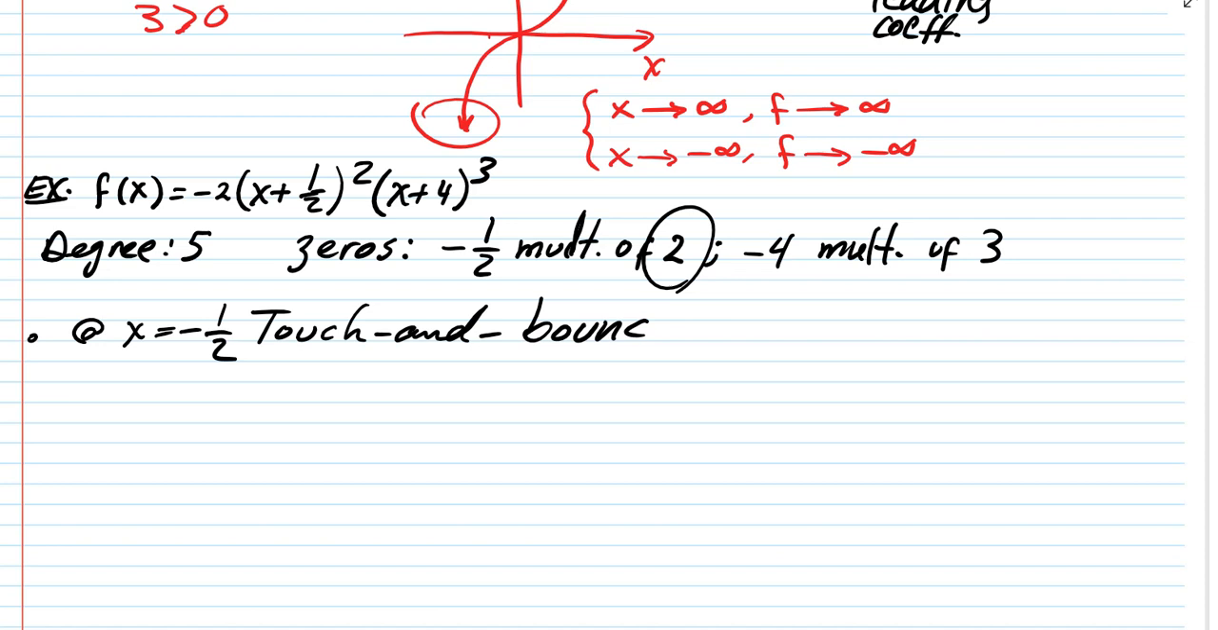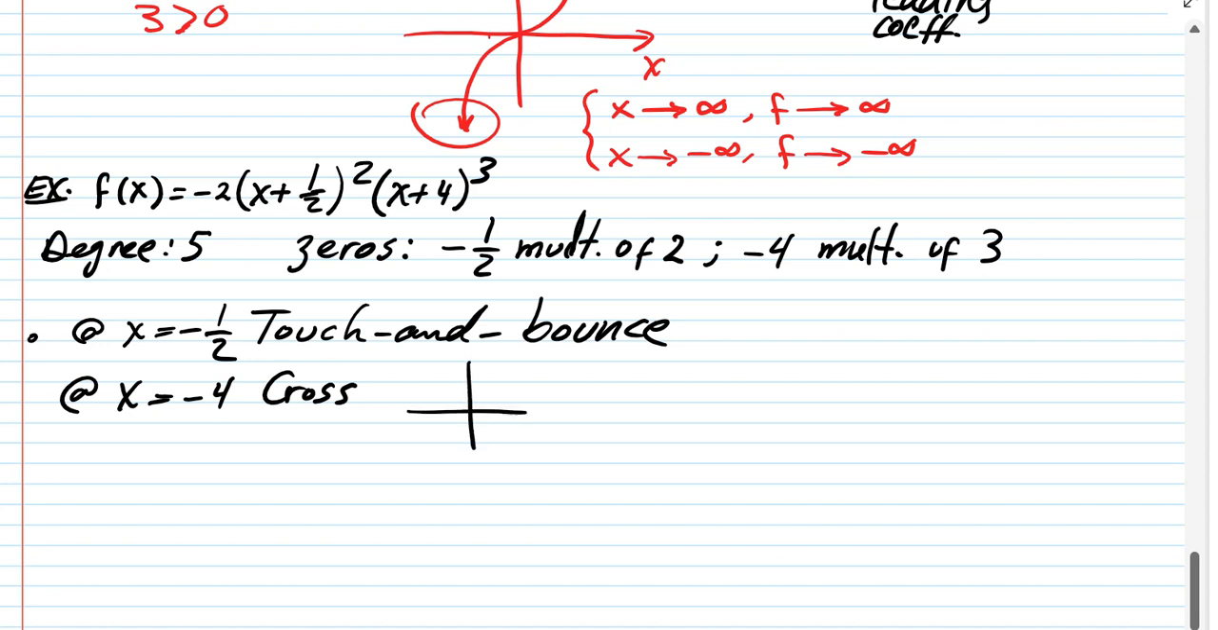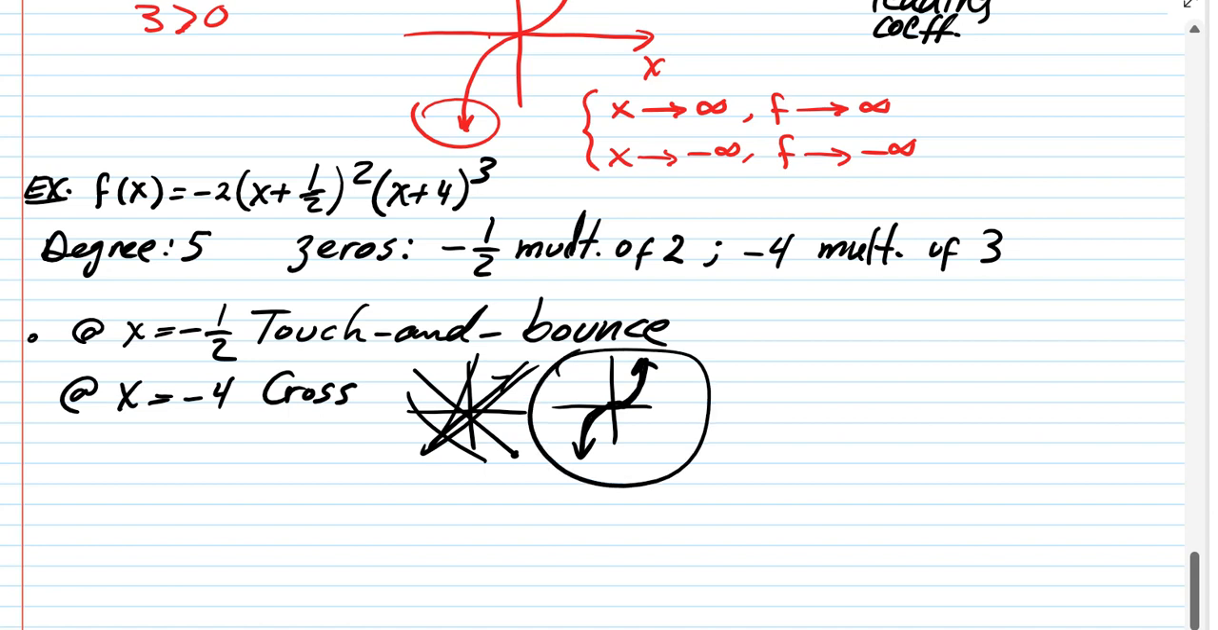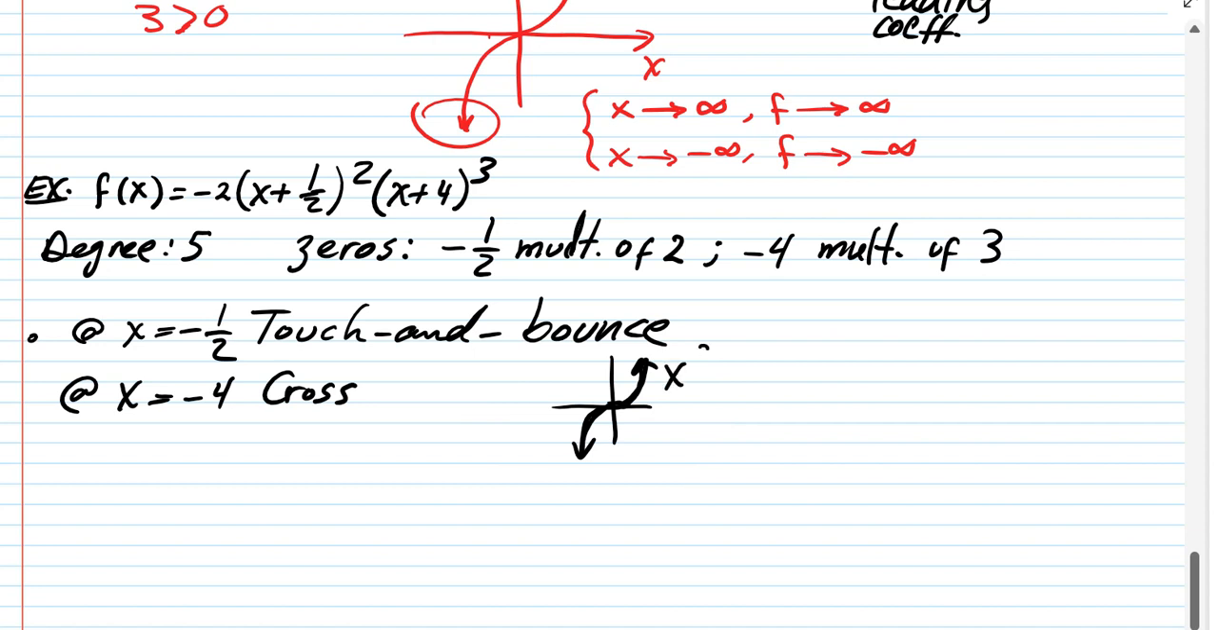And we will use this information in our next video. So it will touch and bounce. At x equals -4, it will cross. And how is it going to cross? It's not going to cross like a line does, not like that. It's going to cross like x cubed. So it's just going to bend a little bit. This is not how it's going to do it. It's going to behave like that. That's the kind of cross we're looking at. It will cross like the x cubed does.